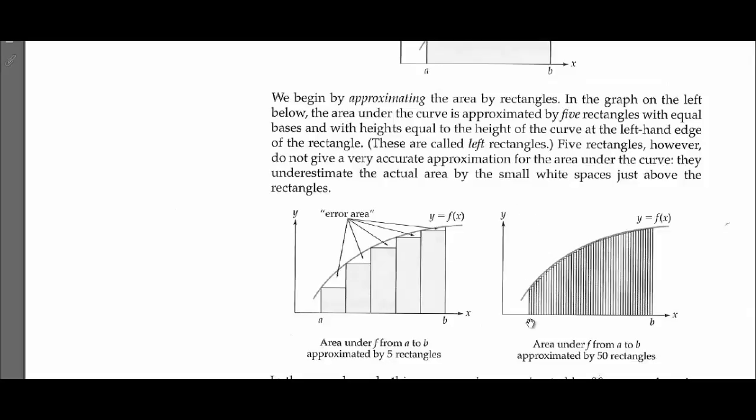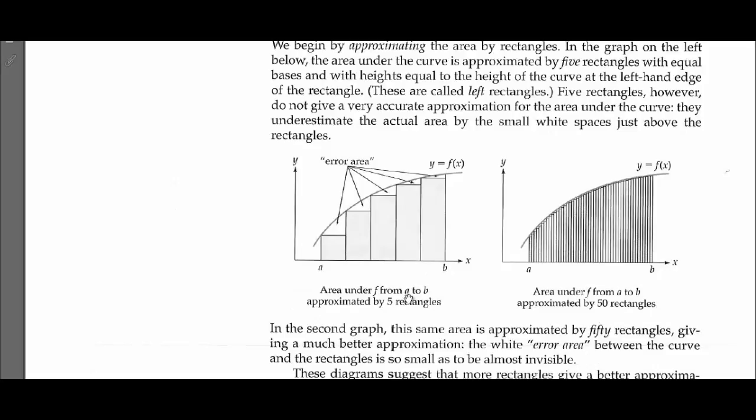If we fit more rectangles, then you can see our error gets smaller and smaller. So the area under the curve approximated by 50 rectangles is closer to the actual area than if we use 5 rectangles.